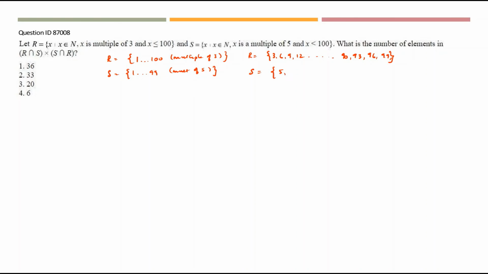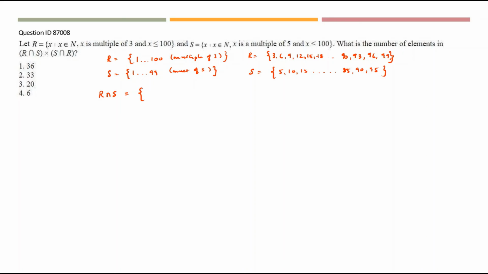So let's have 5, 10, 15. Then it goes on till 85, 90, 95. It ends up here. What is the number of elements in R intersection S and S intersection R? Let's have R intersection S.